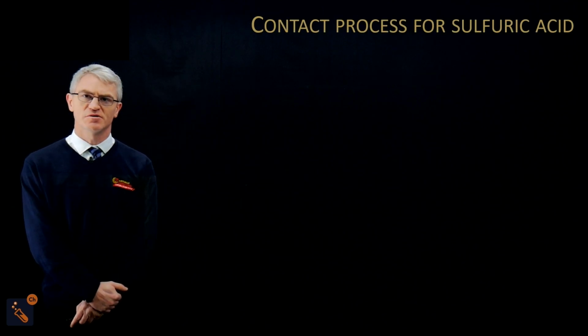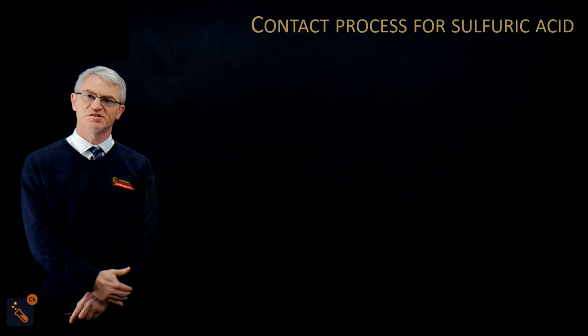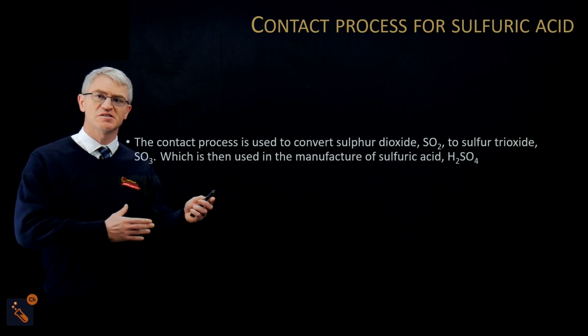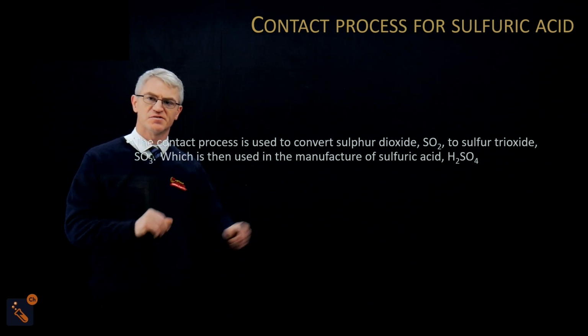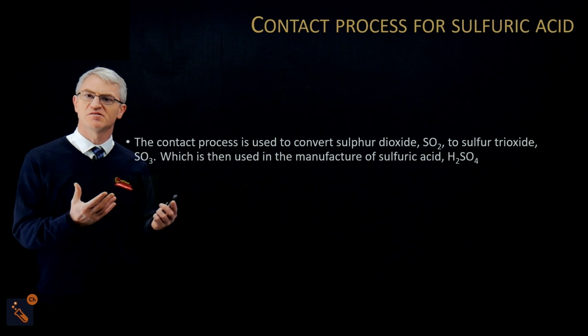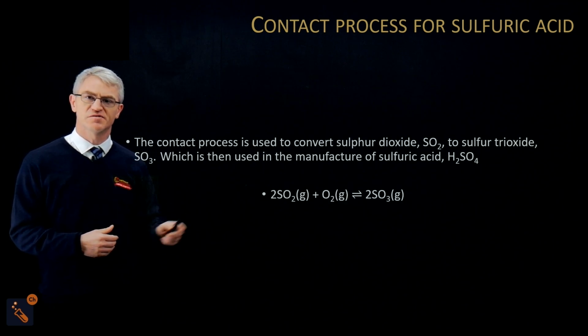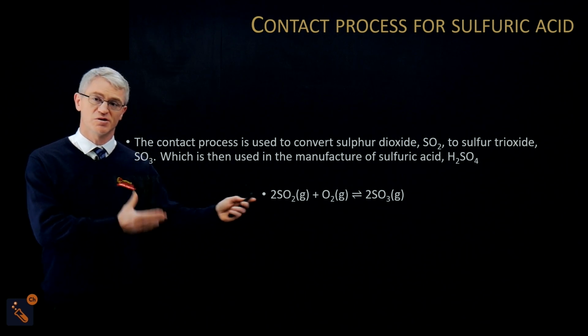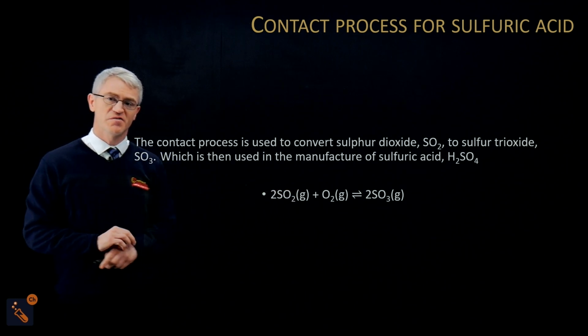Our second example of a catalyst, which is a transition element, is in the contact process. And the contact process is used to manufacture sulfuric acid and other things. And so basically what you can do is you convert sulfur dioxide into sulfur trioxide, and you'll use this in your equilibrium questions quite a lot. So it's one to become familiar with.